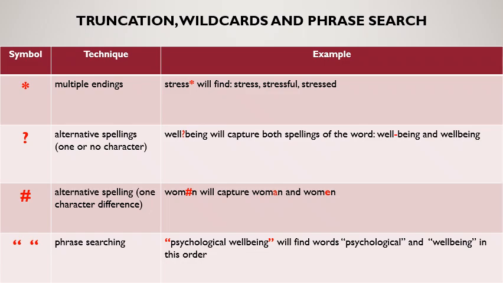Let's clarify these techniques. A wildcard finds multiple endings from the root word, so searching evaluate finds evaluate, evaluated, and evaluation. Then phrase search means using quotation marks to find exact phrases like "psychological well-being", and this prevents the database from searching for these words separately anywhere in the text.